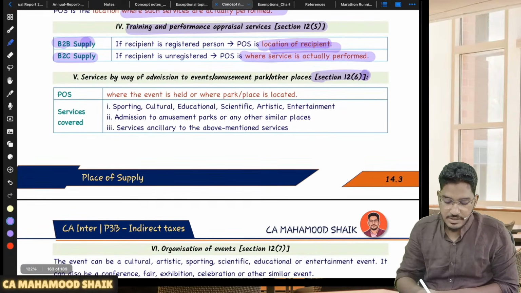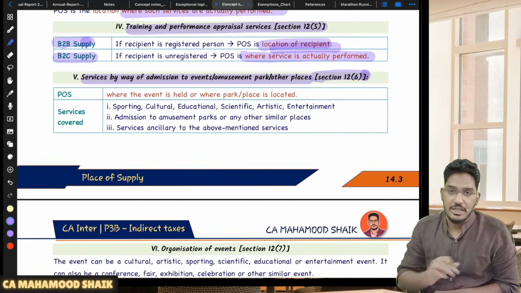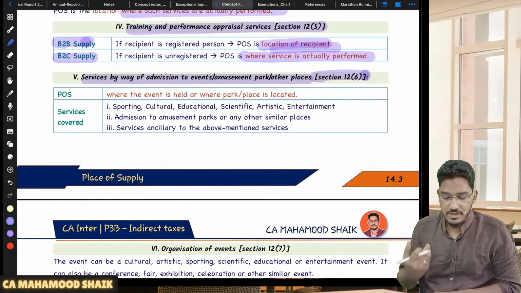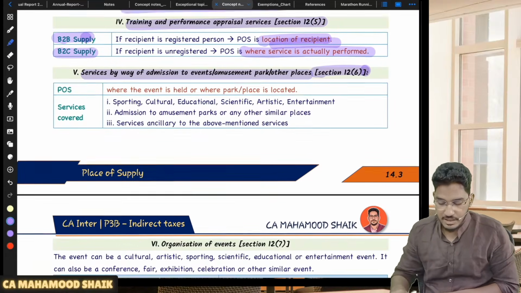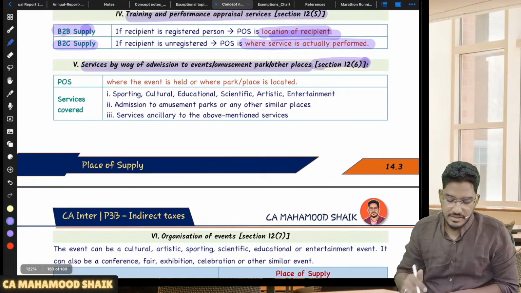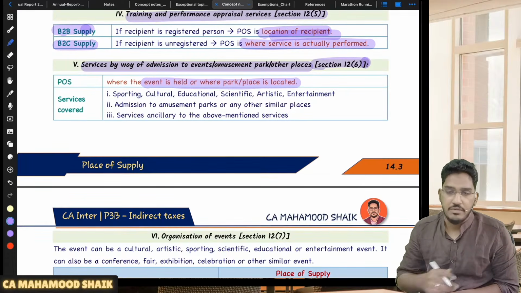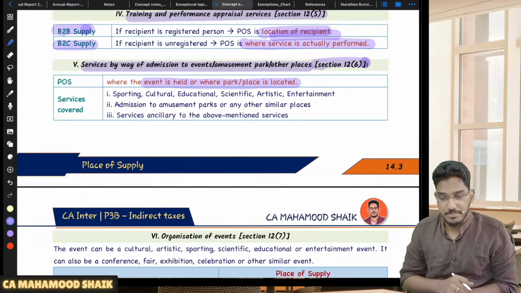Then coming to 12 subsection 6, services by way of admission to events or amusement parks or other places. If you are getting services in relation to admission to events or amusement parks or other places, what will be the place of supply? Very simple: wherever the event is actually held, or wherever that amusement park or amusement place is located, that will become the place of supply.